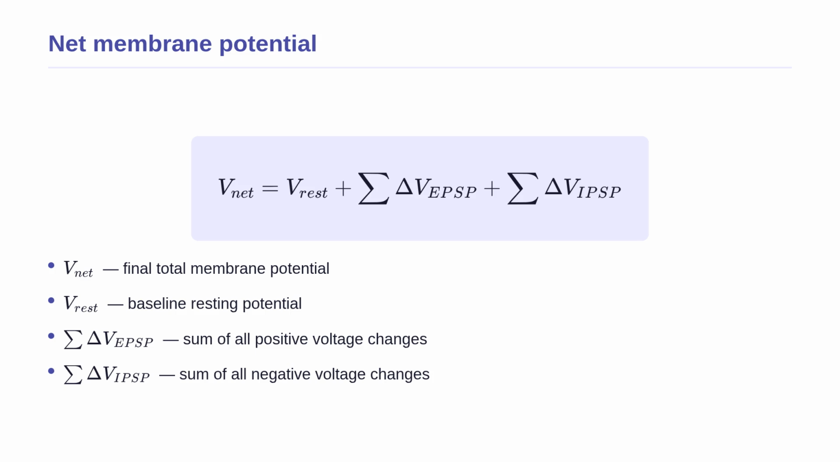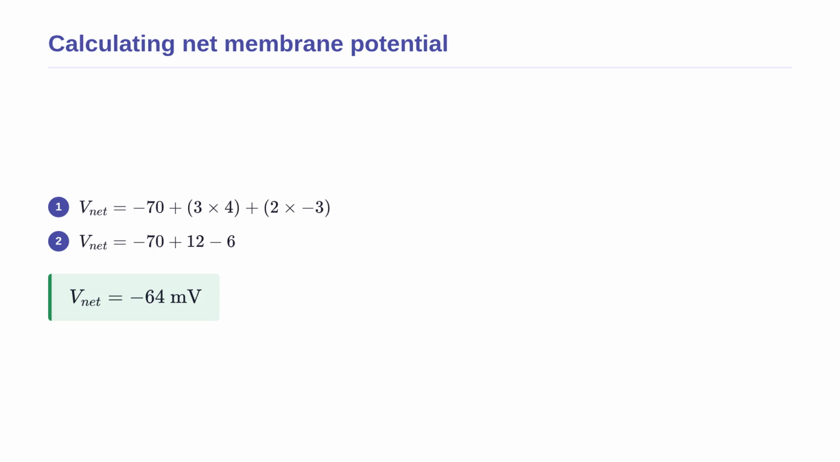Physically, if the positive nudges overpower the negative nudges and V-net ends up higher than the threshold voltage, the neuron will successfully fire an action potential. Let us put this integration formula to the test with a complex scenario. A neuron rests at -70 millivolts with a threshold of -55 millivolts. It simultaneously receives 3 EPSPs, adding 4 millivolts each, and 2 IPSPs, subtracting 3 millivolts each. We need to find the net membrane potential to see if it fires.